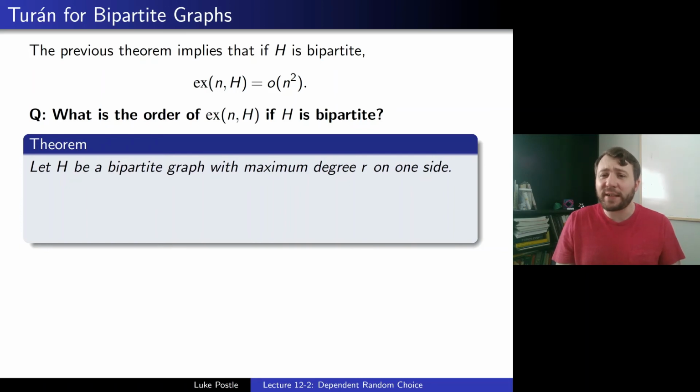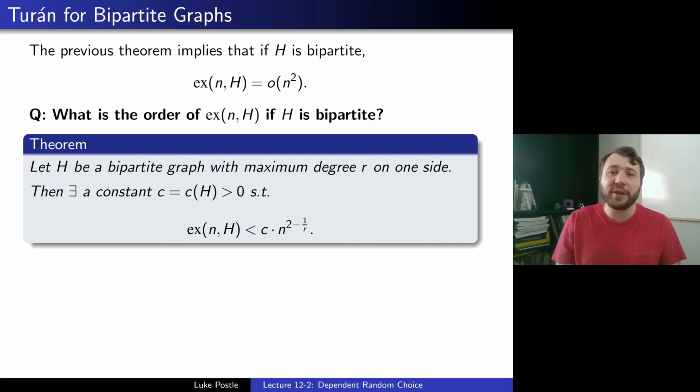So I'm thinking of bounded max degree, but say it's bounded on one side. Then I can tell you there exists a constant C depending on H, which is greater than 0, of course, such that the Turan number of H is strictly smaller than C times n to the 2 minus 1 over R. So if you can tell me that I'm bounded degree on a side, then I can improve that subquadratic bound to something even polynomially smaller, with this minus 1 over R in the exponent. Now that might not be tight, but that's still an improvement.